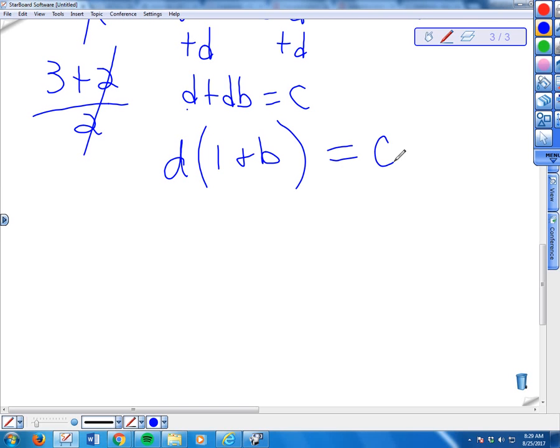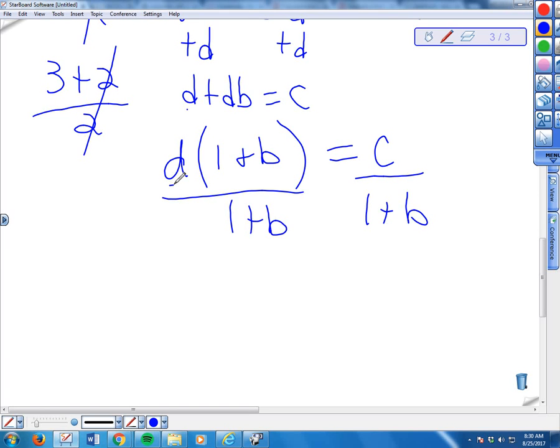Now how do I solve for D? D is multiplied by a number. That number is 1 plus b. So how do I undo that operation? What number is it multiplied by? 1 plus b. So how do I undo multiplication? Divide. So I have to divide by the same number, 1 plus b. That's what D is equal to. C divided by 1 plus b.